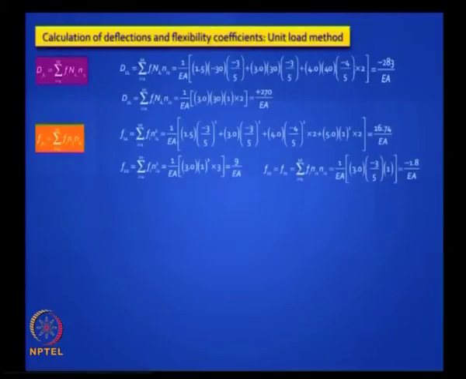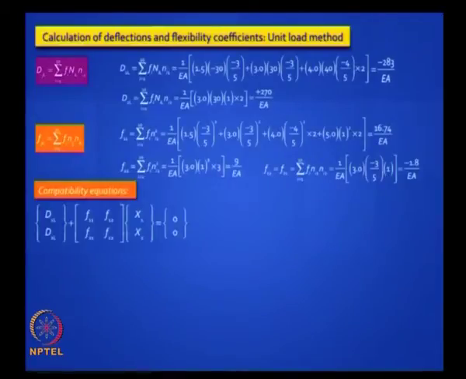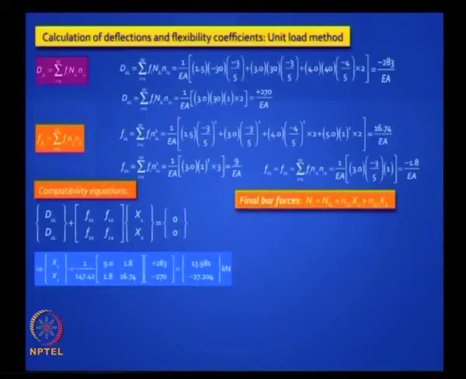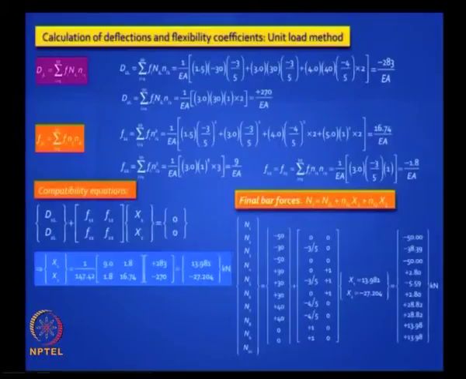So get those numbers in terms of EA, and EA gets eliminated, substitute in your compatibility equations and solve for x1 and x2. The final bar forces are given. You can do superposition, you have already solved in that table, you have got force caused by external loading, you have got force caused by x1 equal to 1, so take that column, multiply by x1, take the next column, multiply by x2 and add up everything and you get the answers, okay.